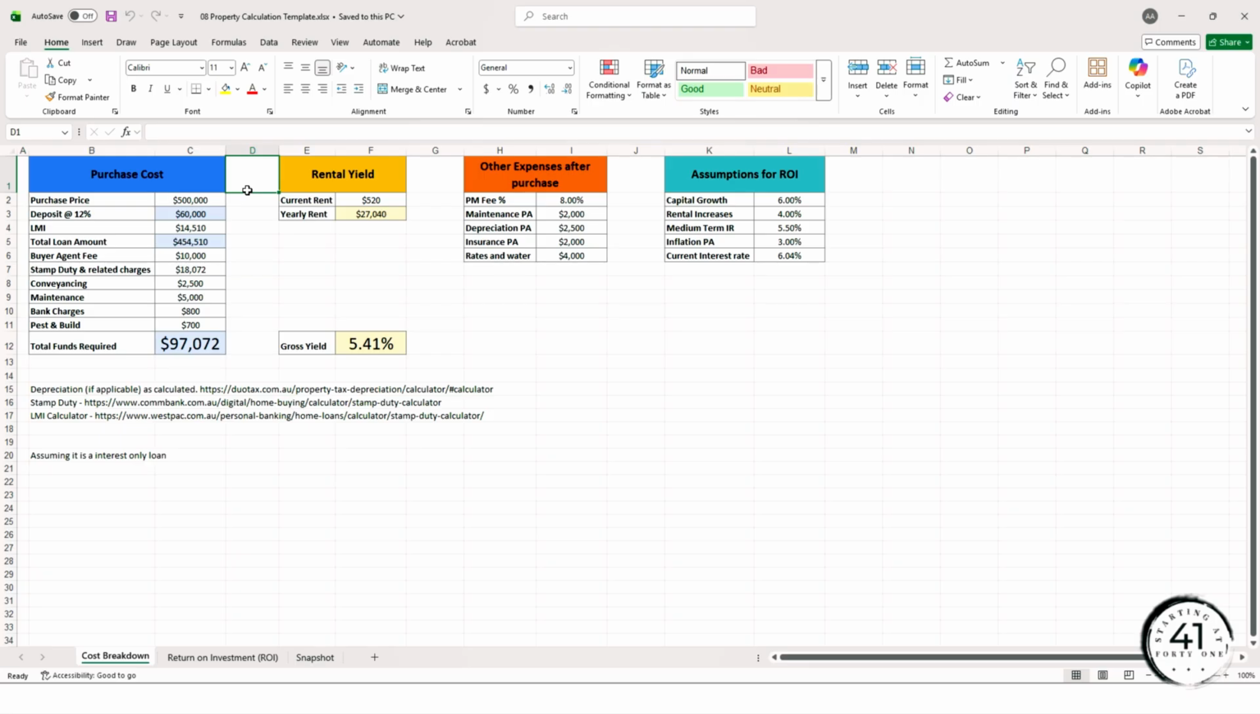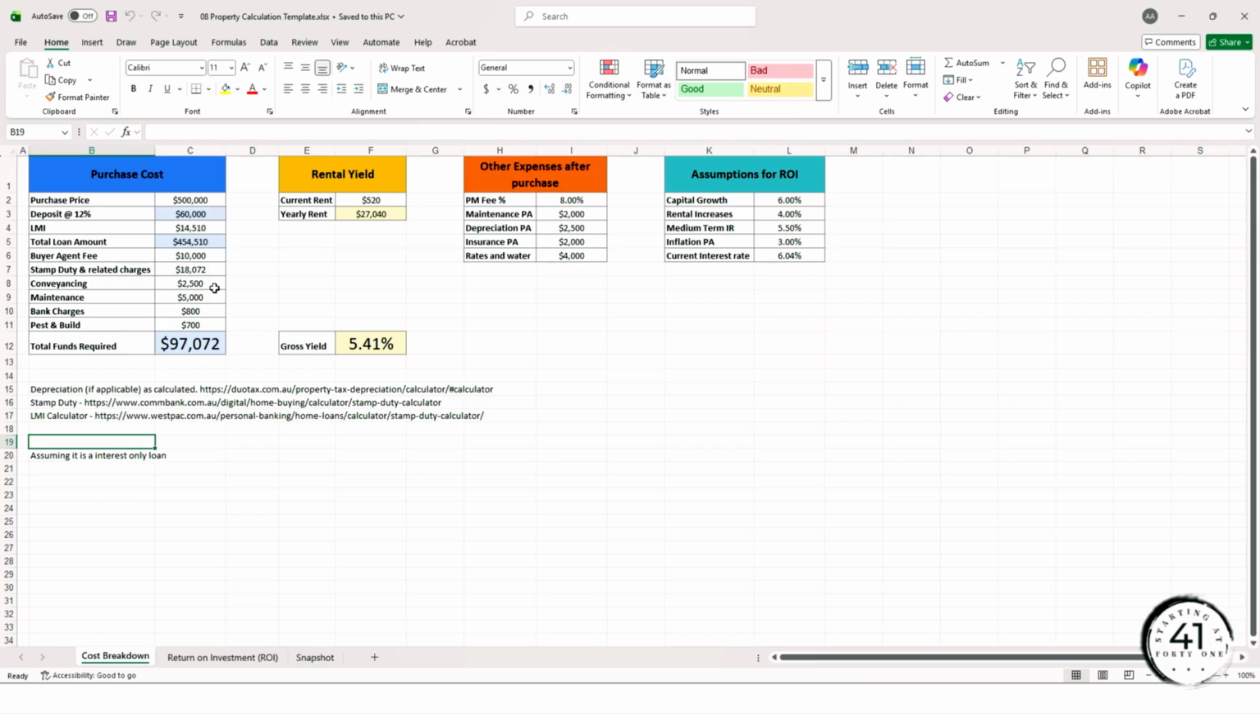Now there are a few assumptions that have been taken which are mentioned here, and I've also assumed that you will be taking an interest only loan. A few things which I have added here, like depreciation, stamp duty, and the LMI calculator, I have used these websites to find this information that I have captured in here. You can also use this based on your circumstances.